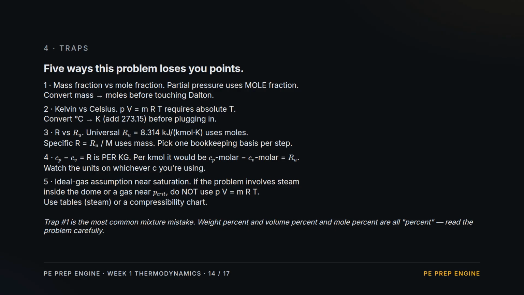Traps. 5 ways these problems lose points. 1. Mass fraction is not mole fraction. Dalton uses mole fraction, so convert masses to moles first. 2. Use absolute temperature, Kelvin, not Celsius. 3. Don't mix specific R and universal RU. Universal with moles, specific with mass. 4. Mayer Cp minus Cv equals R is per kilogram. The molar version uses the universal constant. 5. Ideal gas fails near saturation and the critical point. For steam in the dome, use tables. Near any critical state, check Z first.